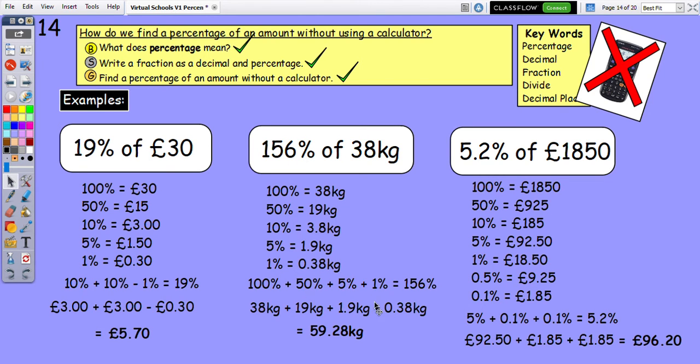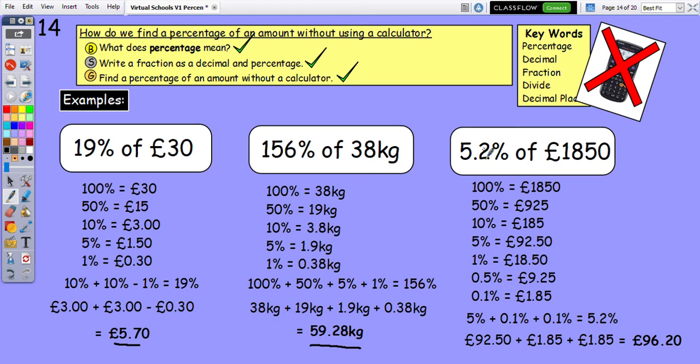There are different ways of doing it. I did 100% plus 50% plus 5% plus 1%. So 38 plus 19 plus 1.9 plus 0.38. Remember, we haven't got a calculator, so we've got to be careful how we add these quantities. We should get 59.28 kilograms. And again, I'm going to say it, be ready to get decimal answers.